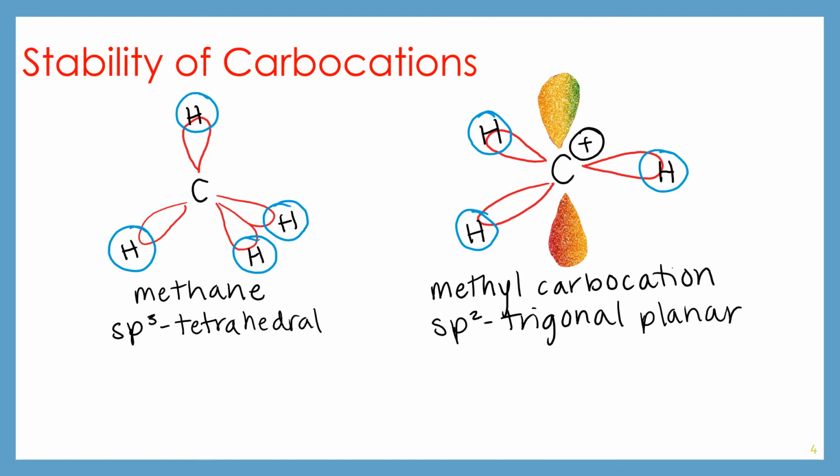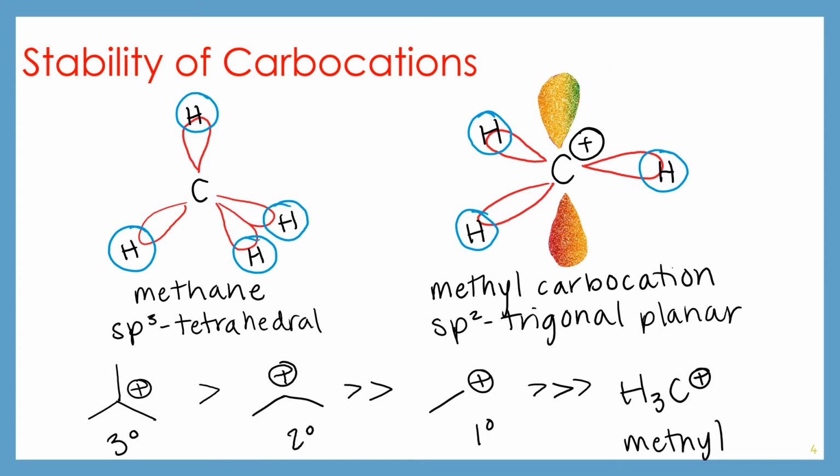So let's talk about the relative stability of carbocations. Let's take a look at methane. Methane is sp3 hybridized, which means it's tetrahedral. And if you were to remove one of those protons and create a carbocation, you would be left with an sp2 hybridized carbocation, which is trigonal planar. Notice that the unhybridized p orbitals come back to make an appearance here. The relative stability of carbocations is that tertiary carbocations are more stable than secondary, which are much more stable than primary, which are much more stable than methyl carbocations.